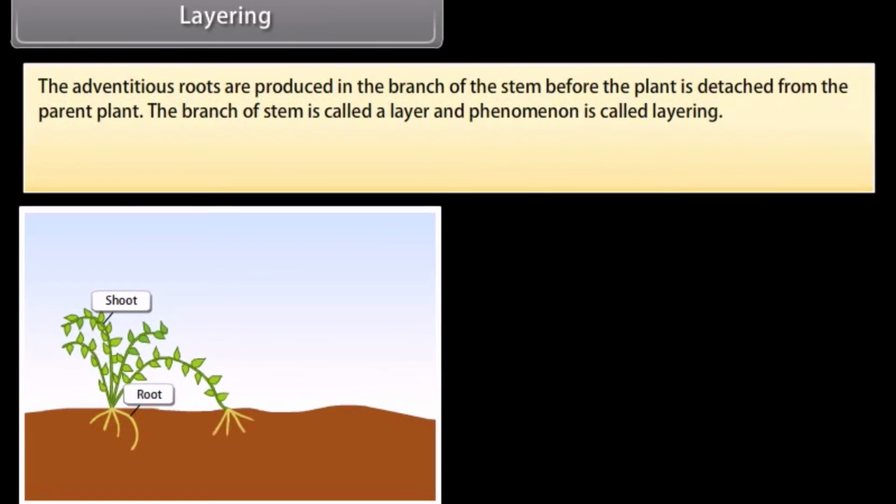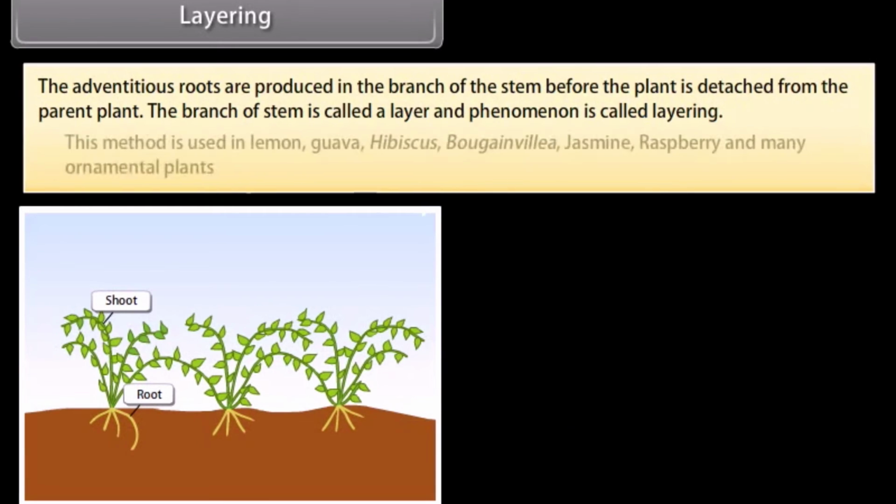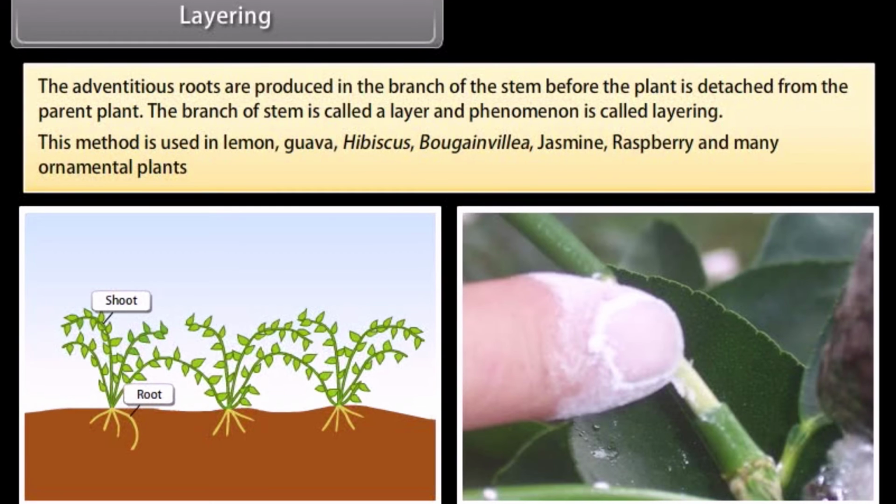Layering. The adventitious roots are produced in the branch of the stem before the plant is detached from the parent plant. The branch of stem is called a layer and the phenomenon is called layering. This method is used in lemon, guava, hibiscus, bougainvillea, jasmine, raspberry and many ornamental plants.